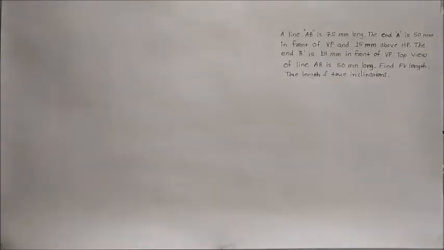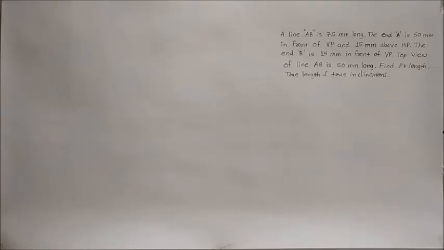A line AB is 75 mm long. The end A is 50 mm in front of VP and 15 mm above HP. The end B is 15 mm in front of VP. The top view of line AB is 50 mm long. Find out the front view length and true inclination.